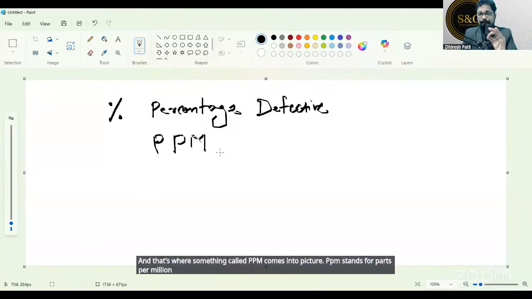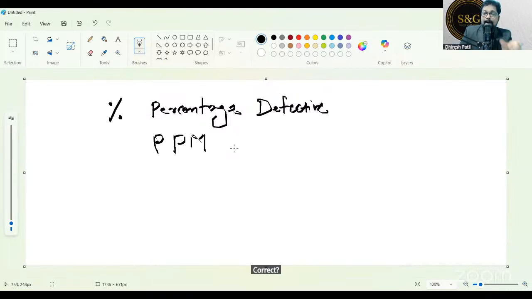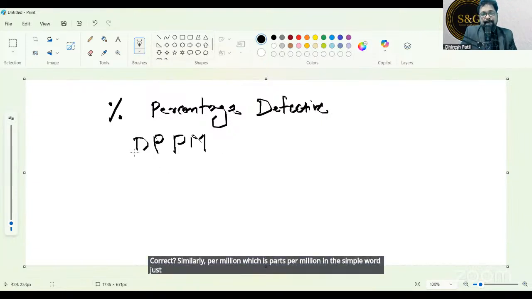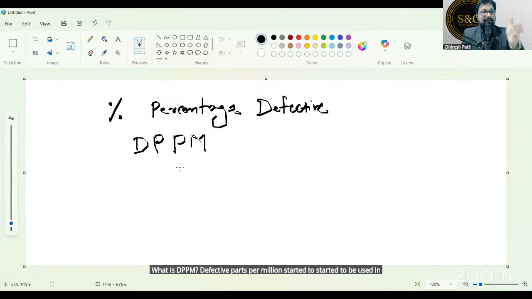Percent is the short form of per century, century meaning 100. Similarly, per million, which is parts per million, in simple words, just put DPPM. That will be better. What is DPPM? Defective parts per million started to be used in the industry. Defective parts per million.